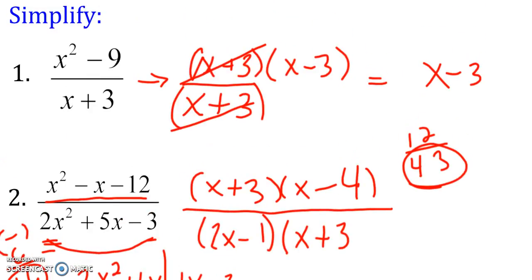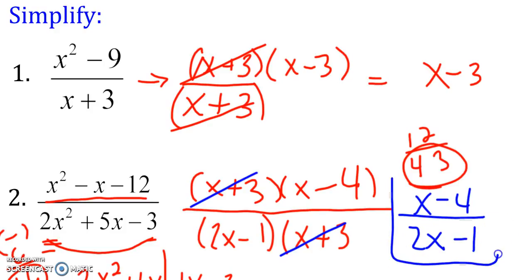Now, that's what I have left. So all I need to do is cancel anything that's the same, which this is this. So x minus 4 over 2x minus 1. That's my final answer, rewritten as a fraction and left like that.